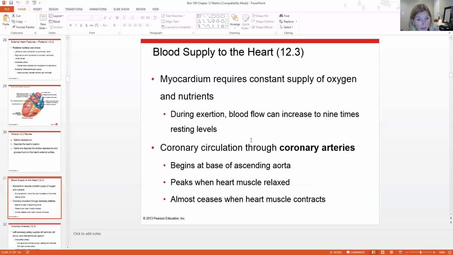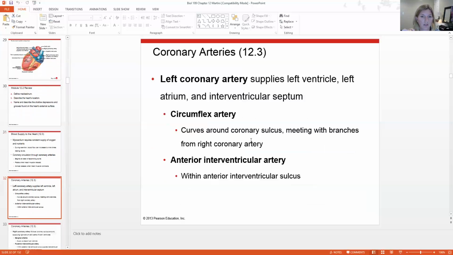Either way, the coronary circulation is what we call our heart circulation. It begins with the coronary arteries. It begins at the base of the ascending aorta through something called the aortic sinus, and it basically peaks when the heart is relaxed, and it almost ceases when the heart muscle contracts. So you'll see how that works in a second.